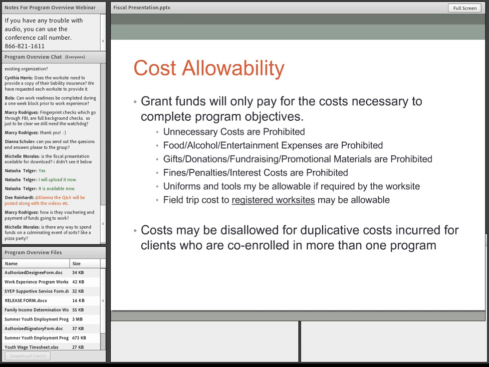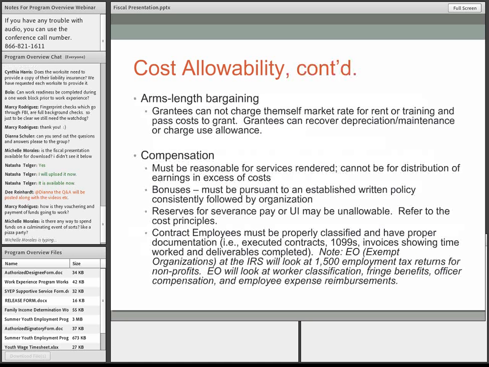And if you have any costs that are duplicative for, say, a client who may be co-enrolled into more than one program, like if they're enrolled in WIA and also the summer youth, if there's duplicative costs involved, then you will not be allowed to, as they say, double dip and pay for the same thing for that client under both programs. Arm's length bargaining: you can't charge yourself market rate for rent or training and pass the cost on to the grant. It has to be reasonable. You don't want to just enter into agreements with your brother-in-law, your sister, your mom, your dad, whatever, a relative, just because.